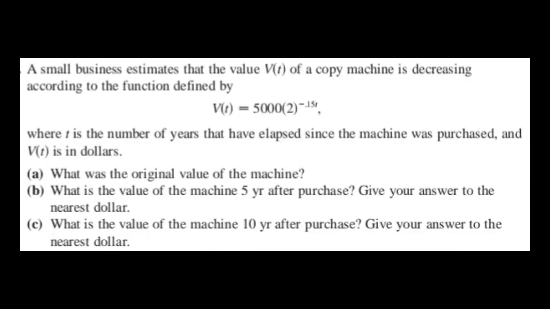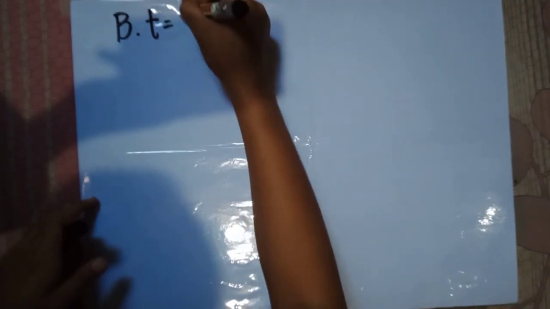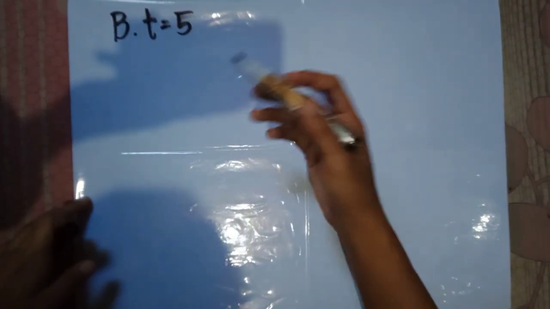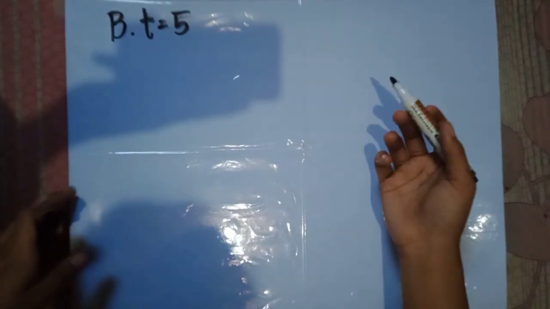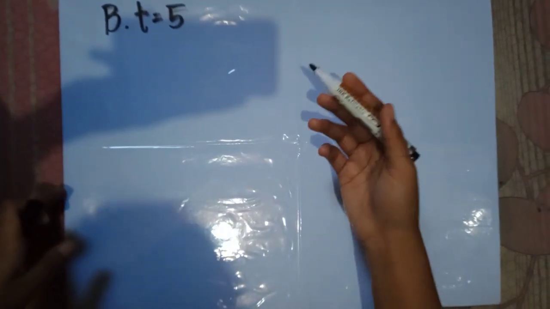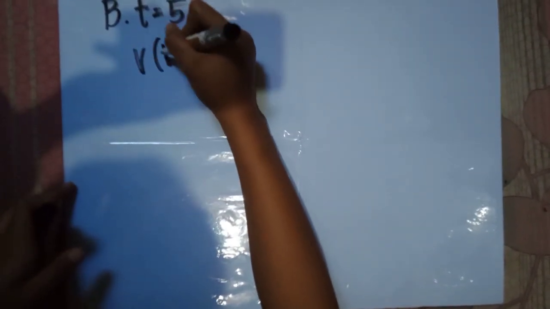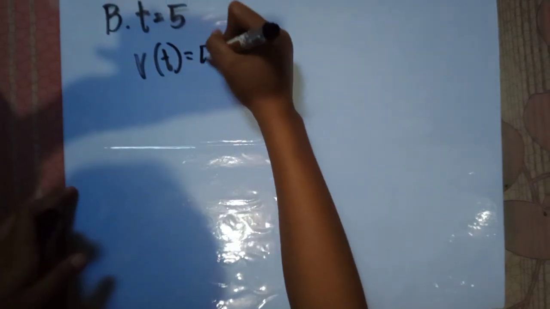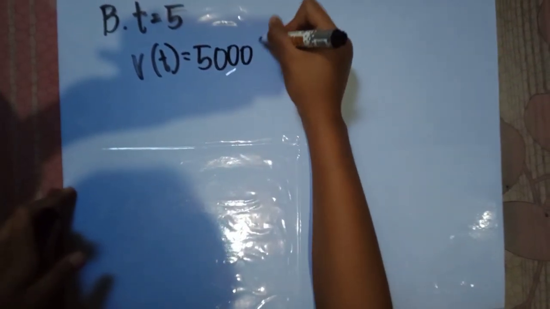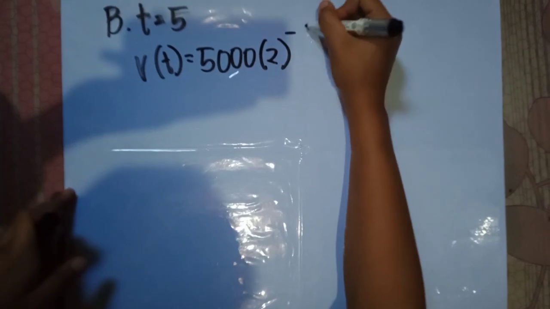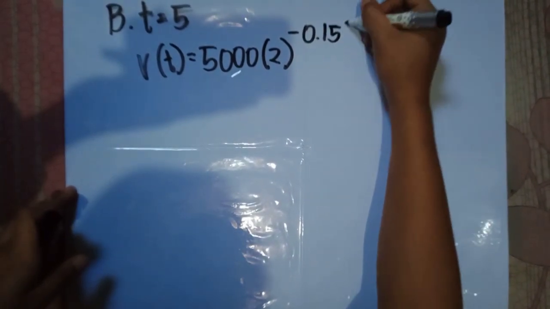In letter B, what is the value of the machine 5 years after purchase? Give your answer to the nearest dollar. In letter B, t is equals to 5 because it represents the value of the machine 5 years after the purchase. To find the value of the machine 5 years after the purchase, we need to substitute t is equals to 5 into the function v of t is equals to 5,000 times 2 raised to the power of negative 0.15t.